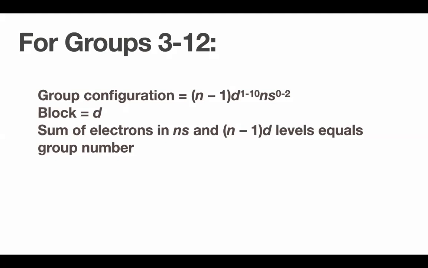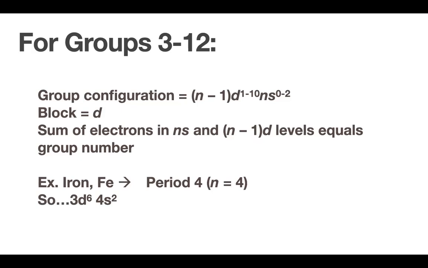I just finished saying that the sum of the electrons in the s and d levels is equal to the group number. So if you look at iron, it has an outer configuration of 3d6 4s2. All you do is add 6 and 2 and you say it's in group 8.